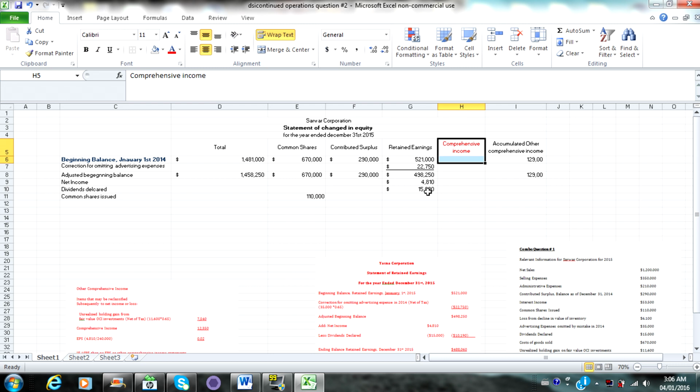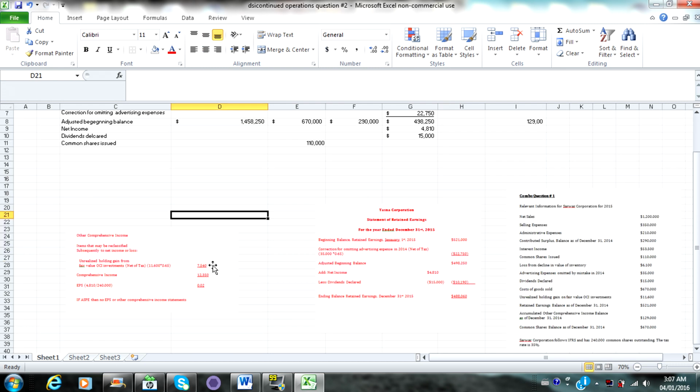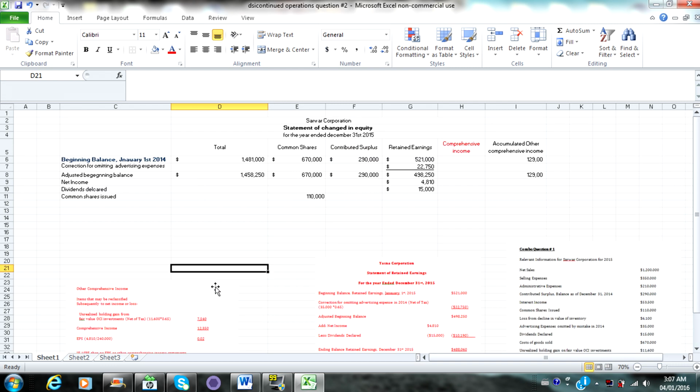Now let's look at comprehensive income. Why the heck is this here? It's not a shareholders' equity account at all. So why is it here? It's just here to showcase the equation for comprehensive income. Even though it is right here on the income statement, comprehensive income of $12,350, we want to put it on the statement of changes in equity, again, for some random reason.